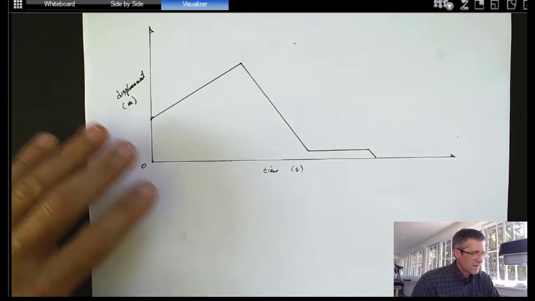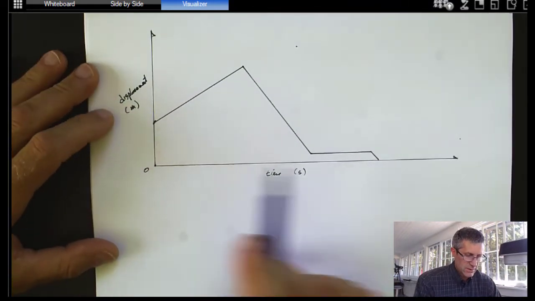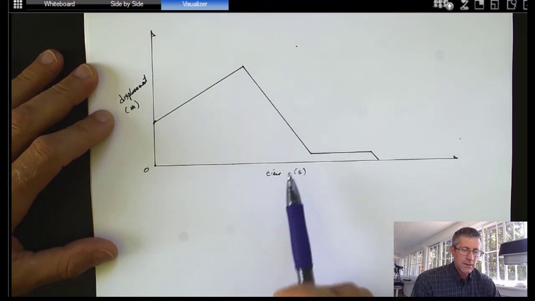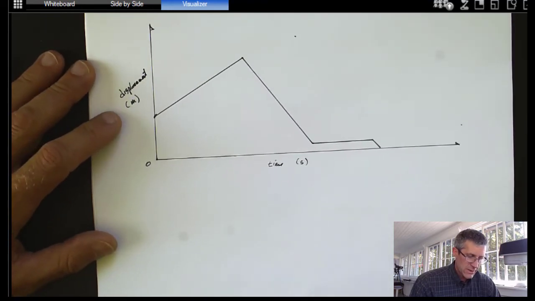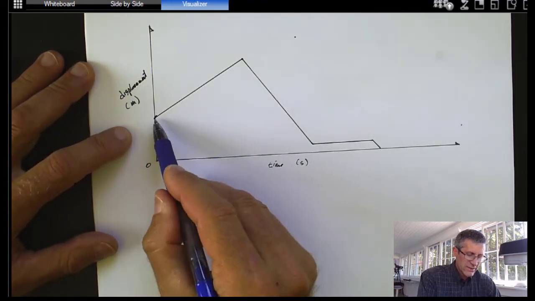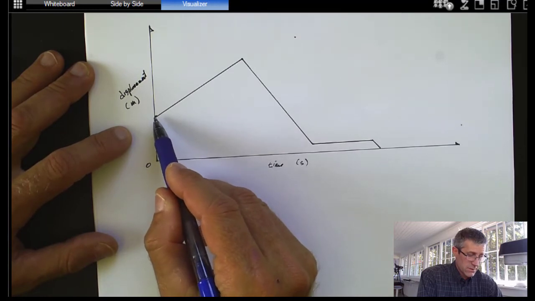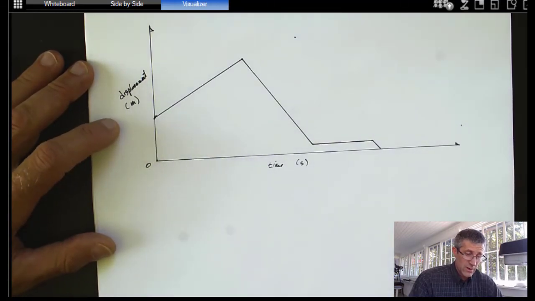So here's a graph. Guess what? Displacement and time. Can you come up with a story? What's going on here? Okay, a couple of things I want to notice from this. So first thing I want to notice is that I'm not starting at the origin. Nothing says I have to. I can start wherever I want.